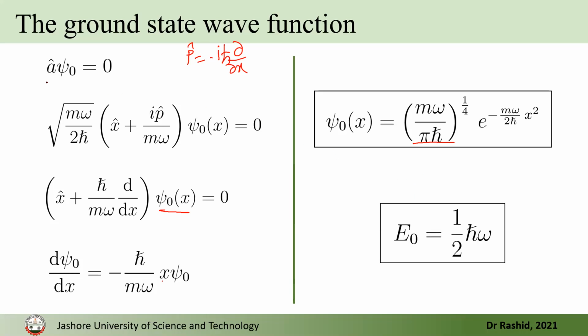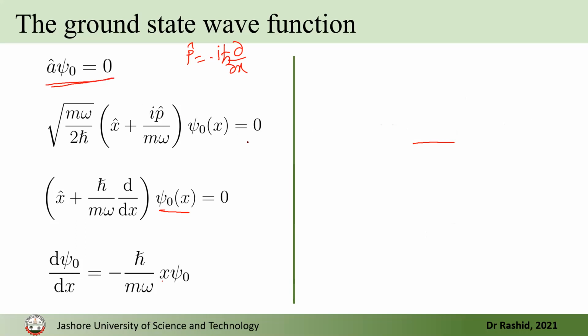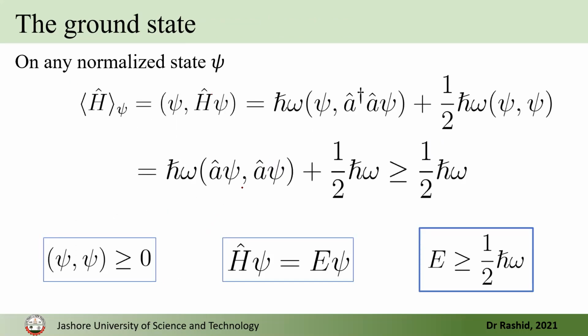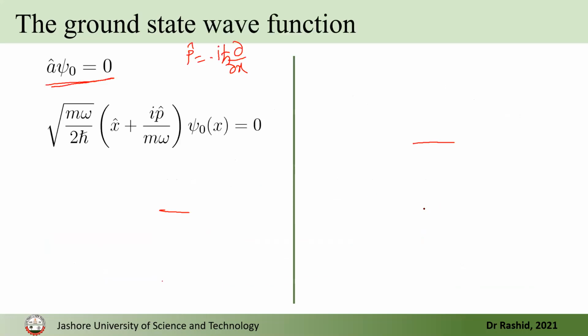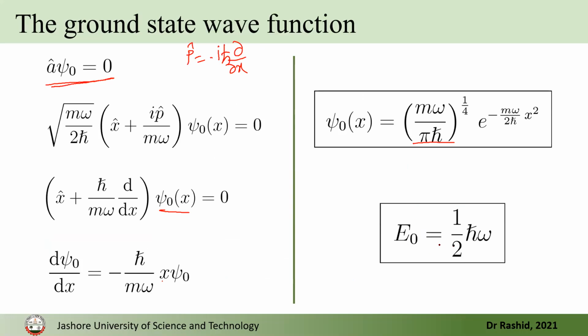And since we assume that A psi would be 0, from here we say that the lowest energy, that is the ground state energy, would be half h-bar omega. So this is the ground state energy, and this is the ground state wave function. Now you can see that we have solved the quantum harmonic oscillator for the ground state after doing some algebra, factorizing the Hamiltonian. Then we solve the first order differential equation.